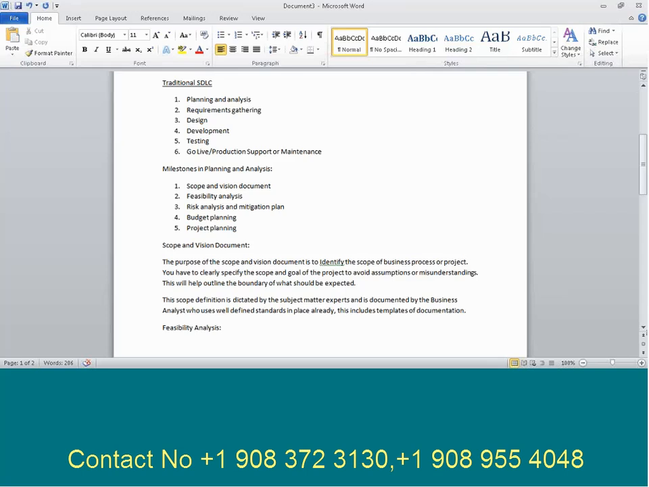Okay, thank you. Just to answer the question for now, the scope and vision document is a high-level requirement document, and the business requirement document is low-level. I'll talk about it when we speak about requirement gathering. There's still a lot to come. Don't worry. We haven't even started.